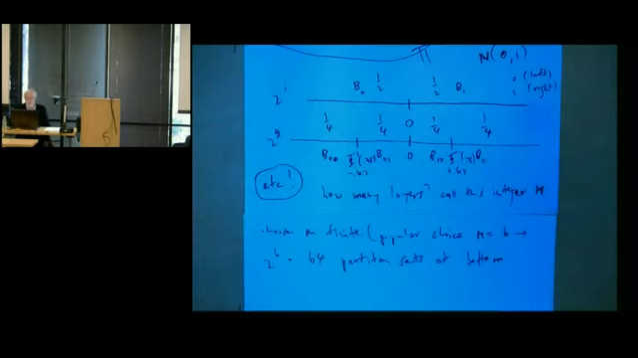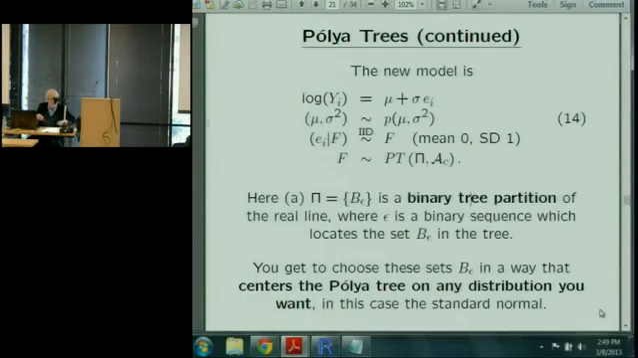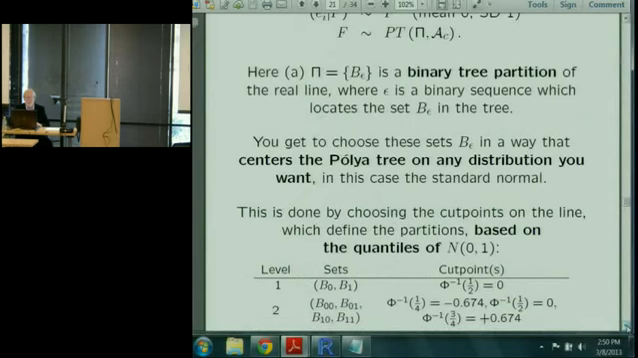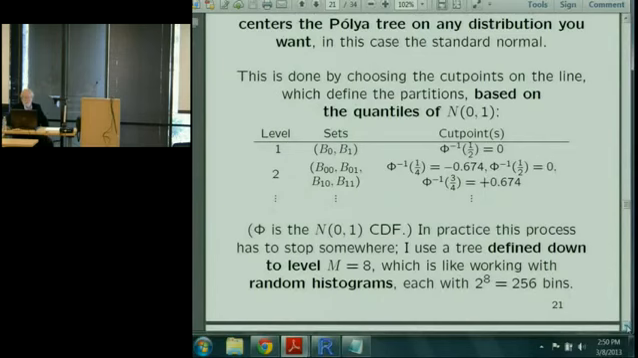So now I've told you completely how to specify pi, like it says back here on the PDF. You get to choose these partition sets in a way that centers the Polya tree on any distribution you want. In this case, the standard normal. And so this is done by choosing the cut points on the line which define the partitions. And so this is a little table that shows what I just did. So at level 1, we have those sets B0 and B1, and the cut point is at 0, which is phi inverse of a half.